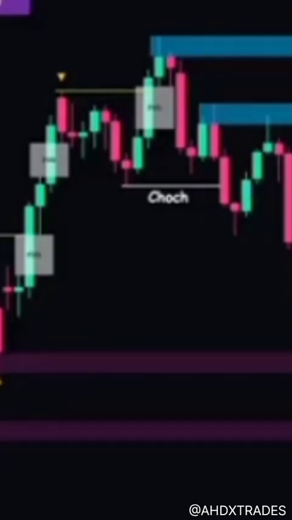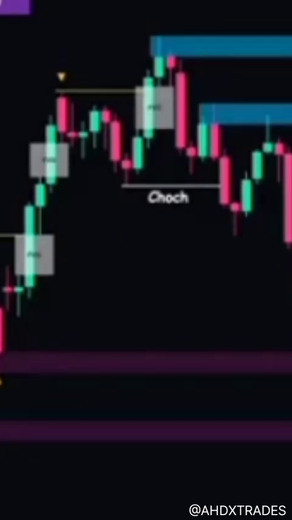This demand zone can be an area of interest for buyers to step back into the market. At this stage, there is a battle between buyers and sellers, and we need to wait and watch the price action to see who takes control. This level can either act as a turning point for the market, or at least cause a temporary correction.